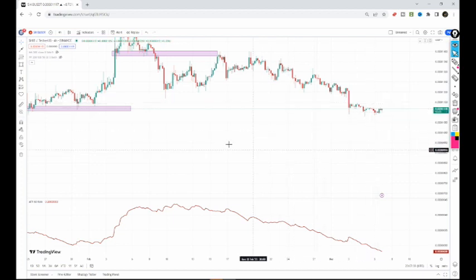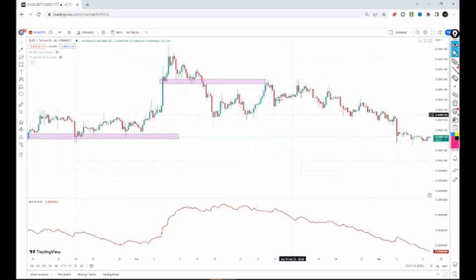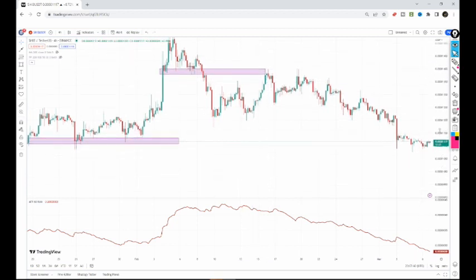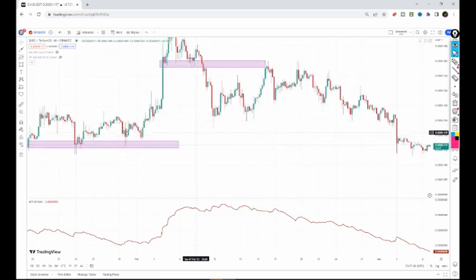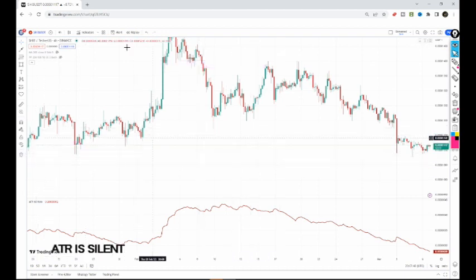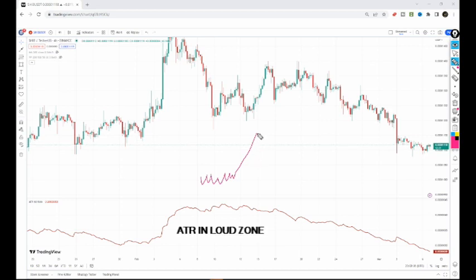Remember, you need to be patient about all these things. So I will remind you again, this is how it works. If the market is in a silent zone, the average true range is low, you should be expecting a breakout. If it's in a loud zone for quite a long time, you should be expecting a pullback. That's the simple formula. So remember it all the time.